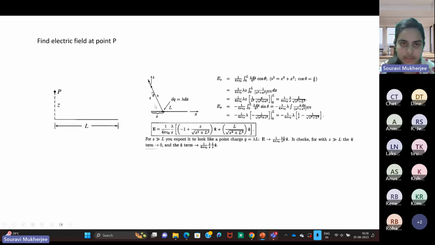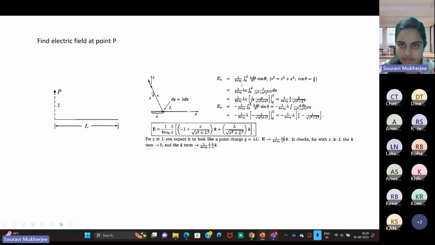What's important to note is, see here, you have to find the components individually. So you have to find the z component and you have to find the x component. In order to find the z component, you can take the cos theta term here. The electric field will be directed in this direction, so it will have two components, z and x. Now if you want to find the z component, you take a cos theta term. That is what is being done here.